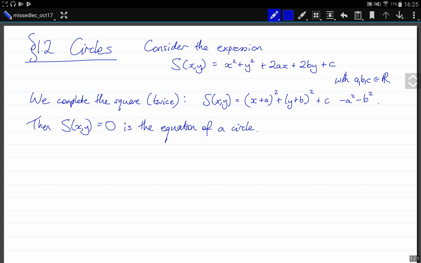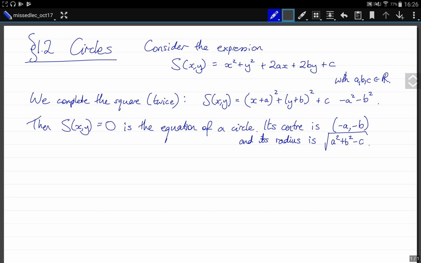And so sometimes it helps to put it in the form at the top of the page. Other times we use the more familiar x squared plus y squared equals r squared. And so from the first form we see that the centre of this circle is the point minus a comma minus b, and its radius is not c squared, but it is the square root of a squared plus b squared minus c.